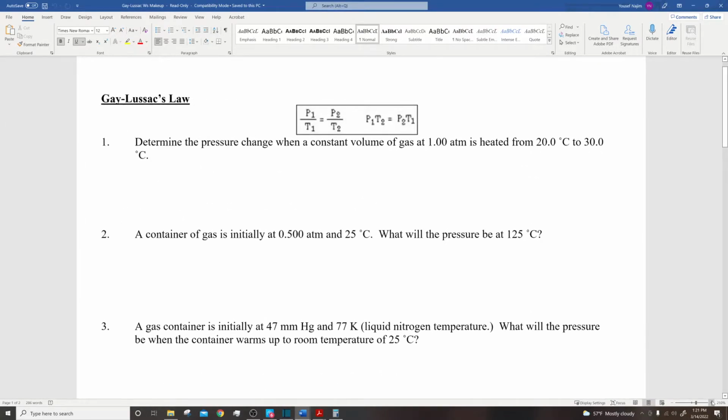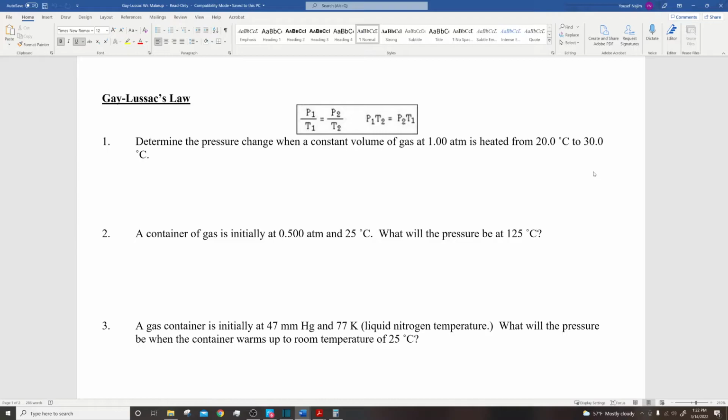All right, so you're going to see pretty quickly that Gay-Lussac is very much like Charles' law. It's exactly the same as Charles' law. The only difference here is you're going to be given pressure and temperature. So no volume in this equation. Let's go ahead and plug this stuff in.